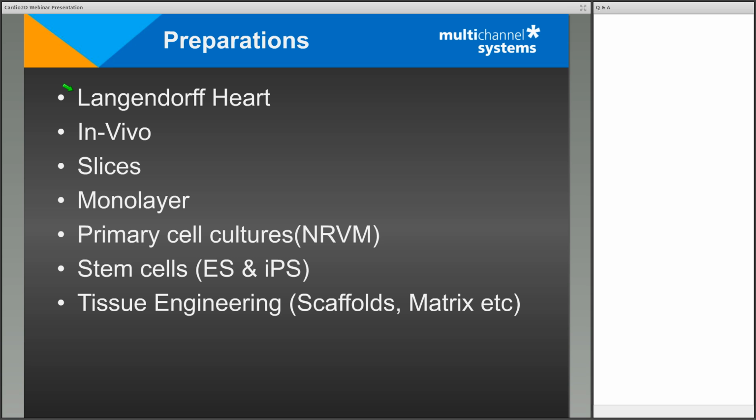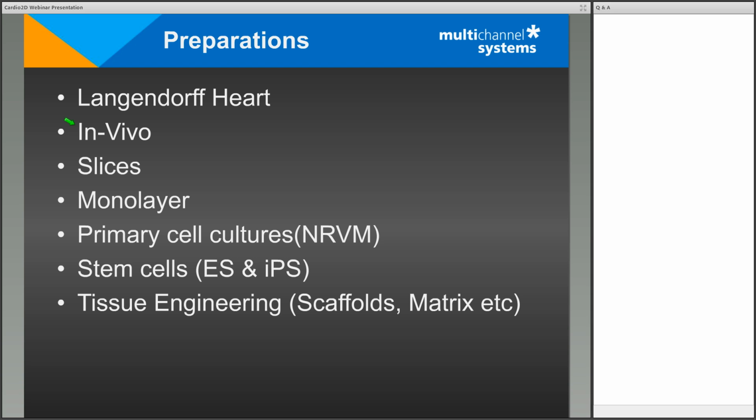And of course, what works in a Langendorff heart works as well in an in vivo system. We have customers working with Cardio2D in combination with flexible MEAs in rodents, in the open chest preparations, or even in larger animals such as goat, sheep, or pig. And in the larger animals, then usually the arrays with about 2 cm by 2 cm recording area are used.